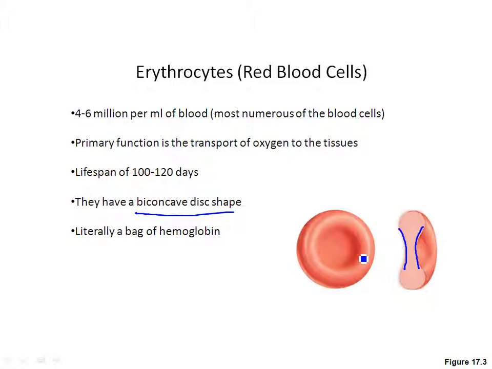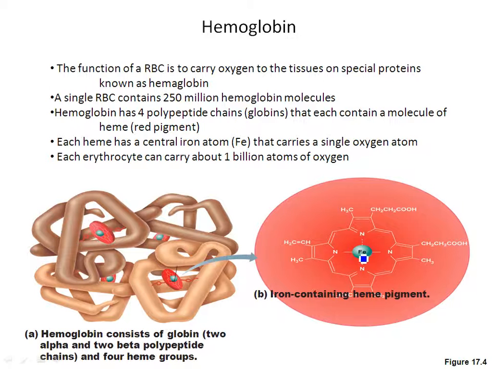But basically, they've spit out their nucleus, they've spit out all their cellular organelles, and so they're literally just a bag of hemoglobin. That's what they have, and that's what they carry. And you say, well, okay, what are we going to do with all this hemoglobin then? Well, if the main function of red blood cells is to transport oxygen to the tissues, you've got to have some way to transport it. You can't just say, oh, here's a red blood cell, let's throw some oxygen in it. You've got to have some molecule to carry it. So hemoglobin is that molecule.